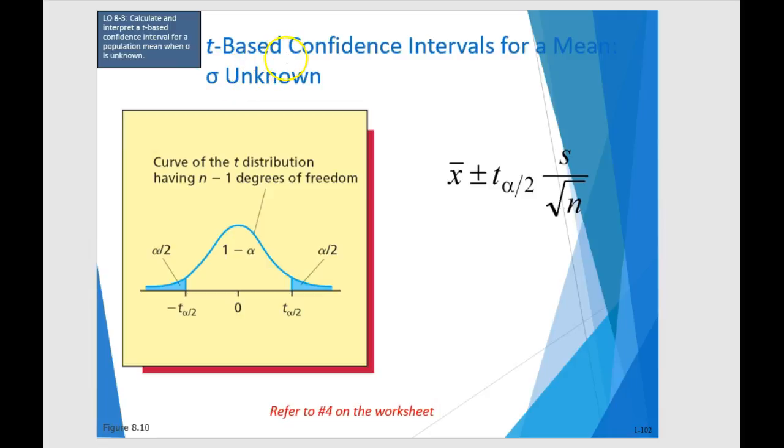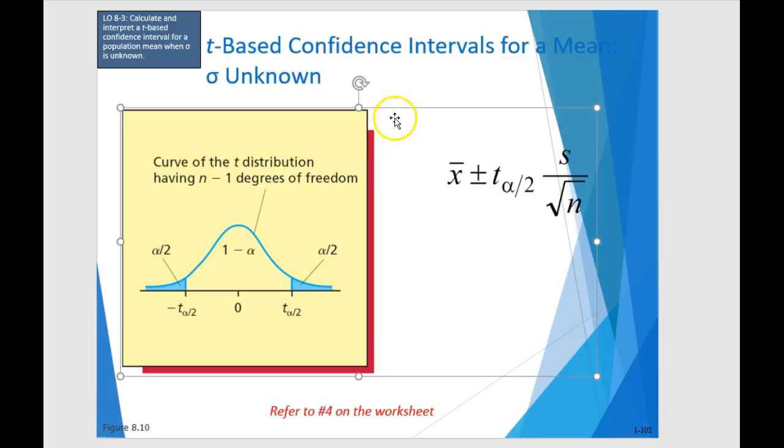T-based confidence intervals for the mean. There you go, another graphical depiction of it. This confidence interval is going to behave just exactly as the z did, except for the obvious change where we're not using sigma, we're using s. So we're going to have x bar, which is the sample mean, plus or minus the t-value of alpha over 2 times s divided by the square root of n.